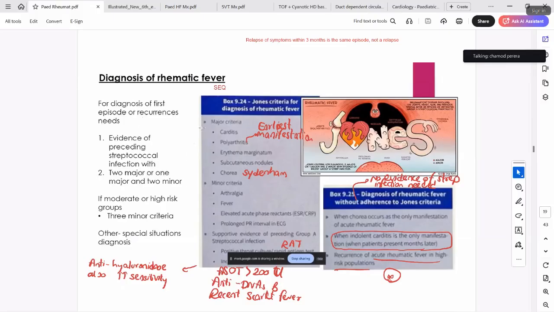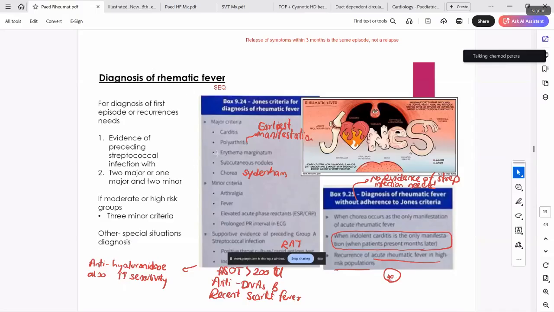So the features of the major criteria are listed here: carditis, polyarthritis, erythema marginatum, subcutaneous nodules, and Sydenham chorea. Those are the 5 categories in the major criteria. In the minor criteria, we have fever, elevated ESR and CRP, prolonged PR interval, and arthralgia. This is the minor criteria, right? So this is how you can diagnose rheumatic fever.